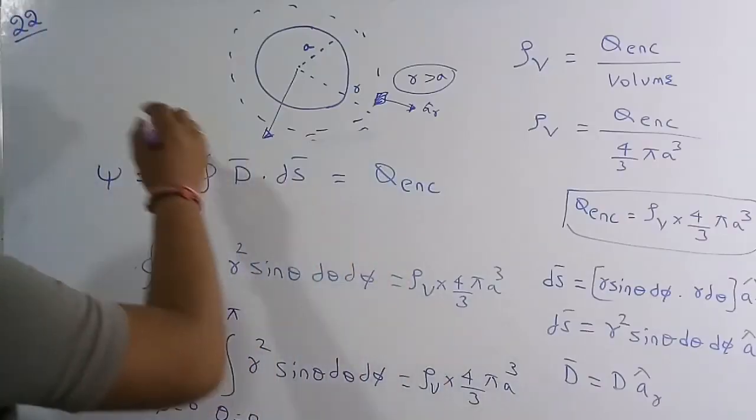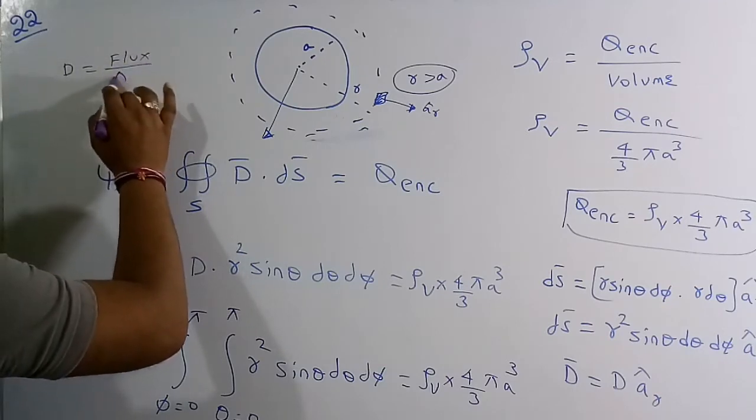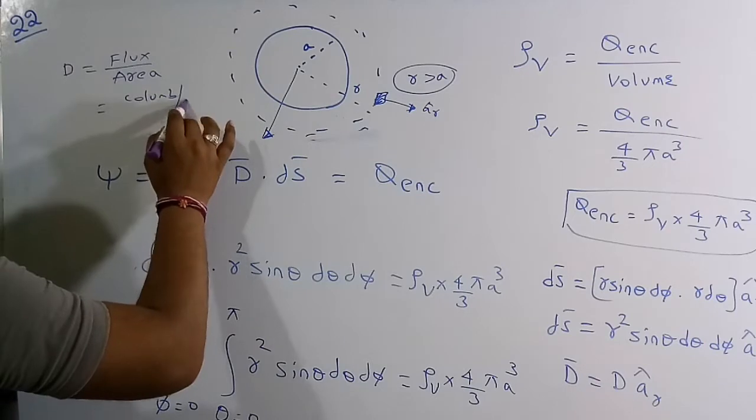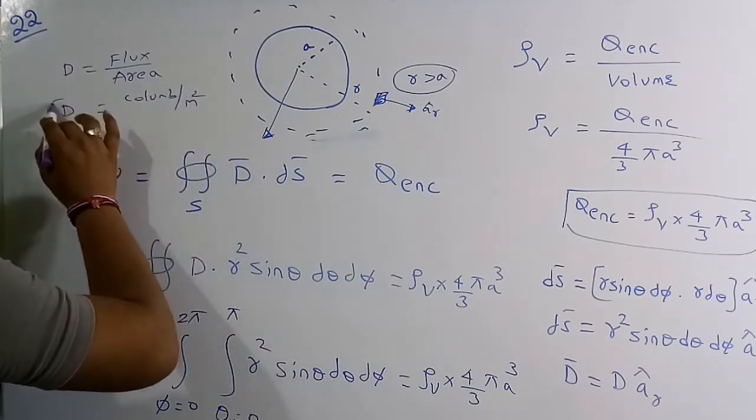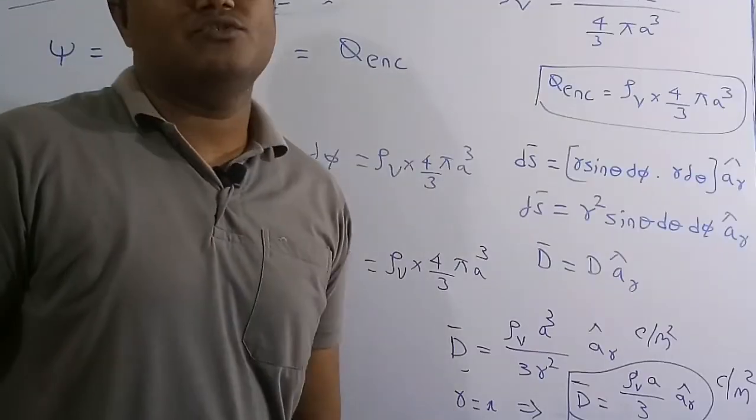Basically, electric flux density is called the flux per area. The unit of the flux is coulomb and the unit of the area is meter square. Therefore, we can say the unit of the electric flux density is coulomb per meter square. So this is the correct solution of this question.